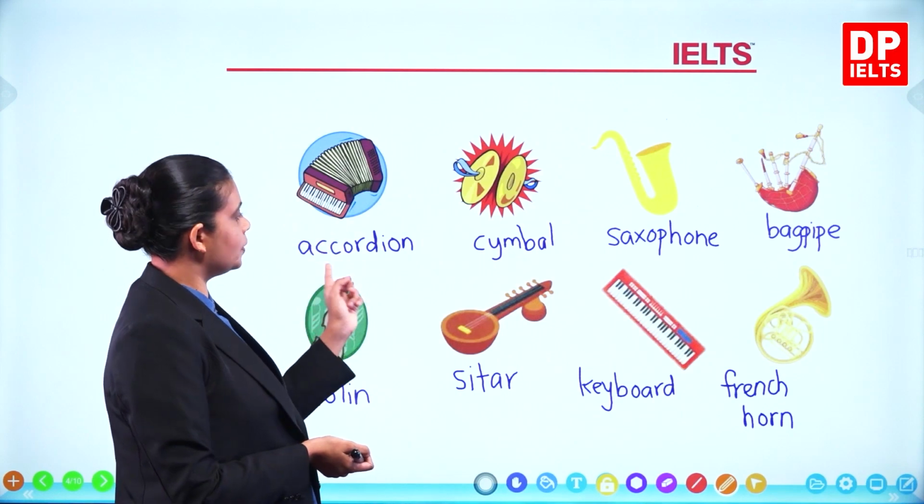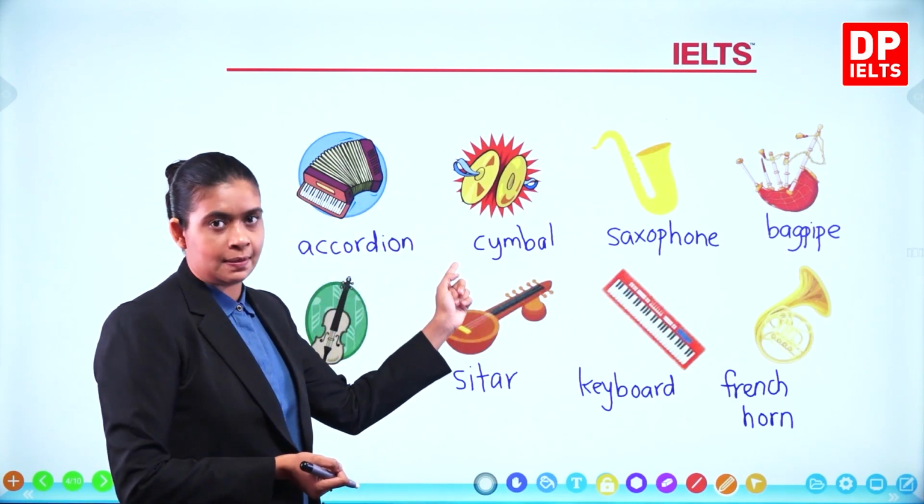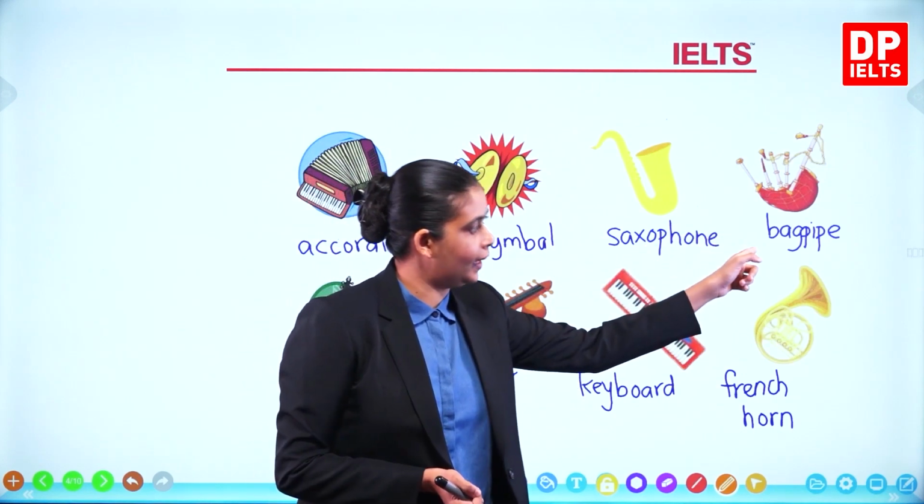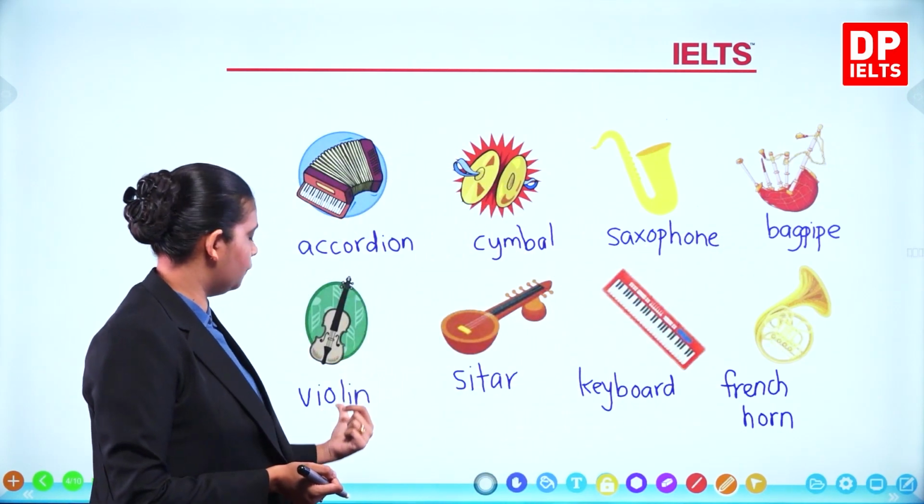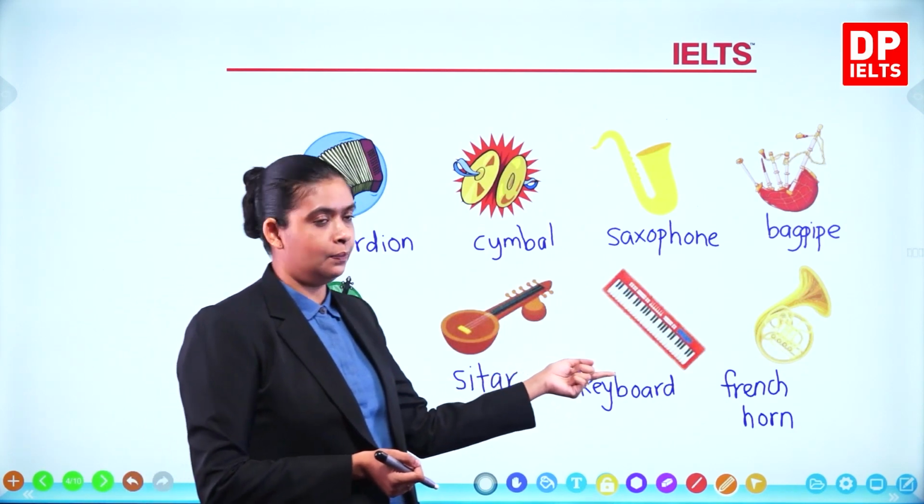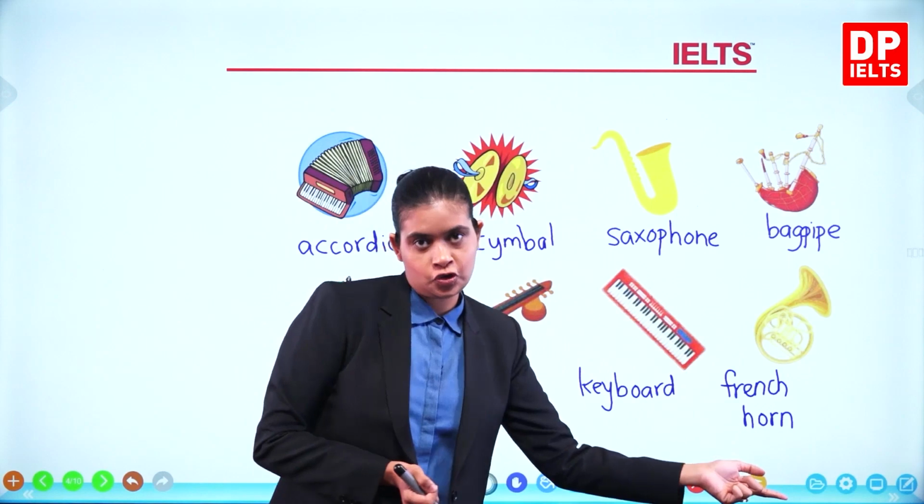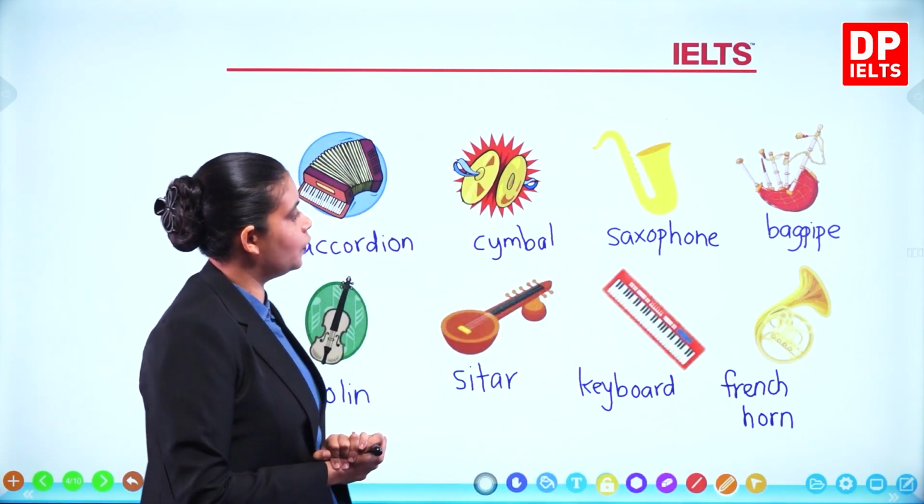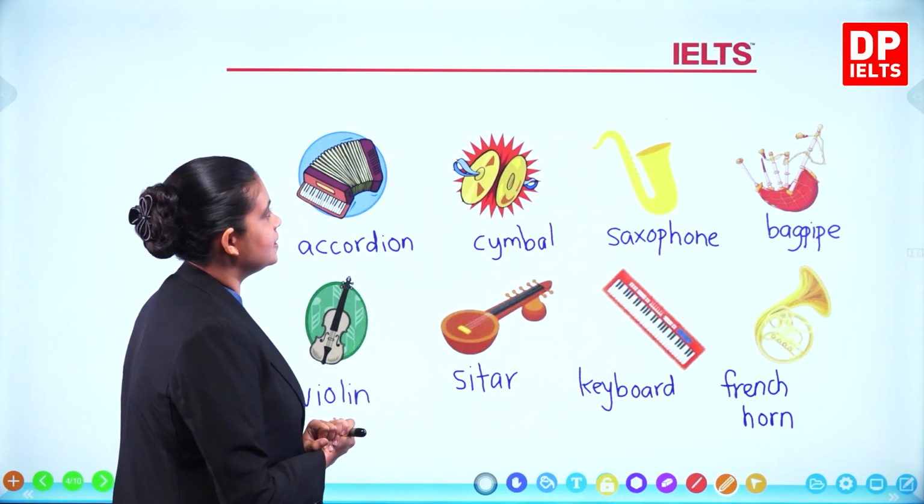This is an accordion, cymbal, saxophone, bagpipe, violin, sitar, keyboard, French horn. All right, so with that we can move on into our next activity.